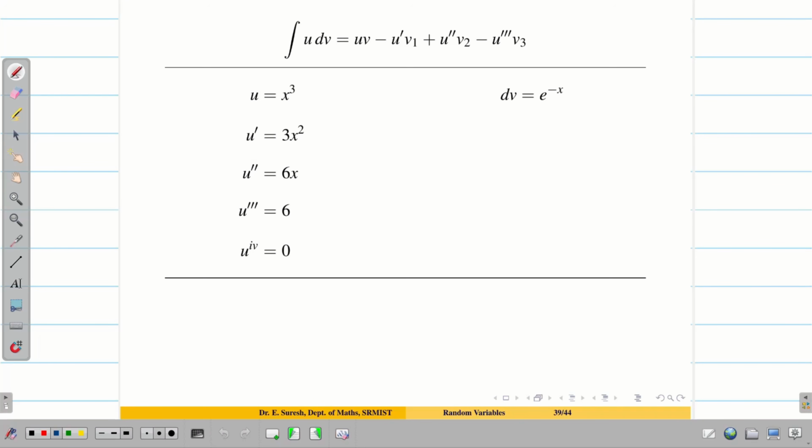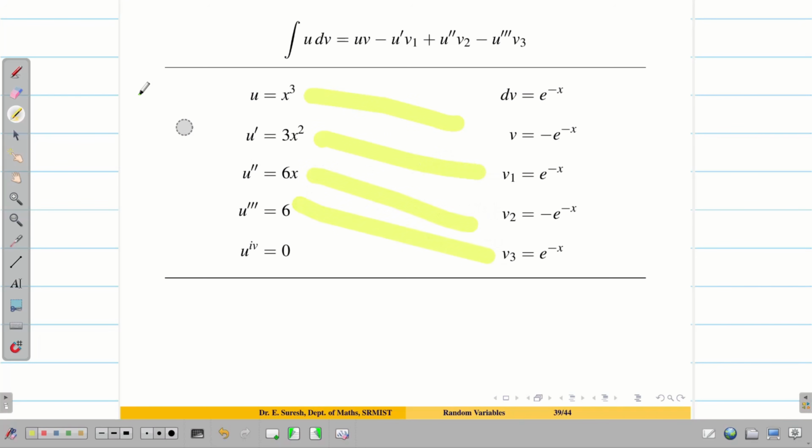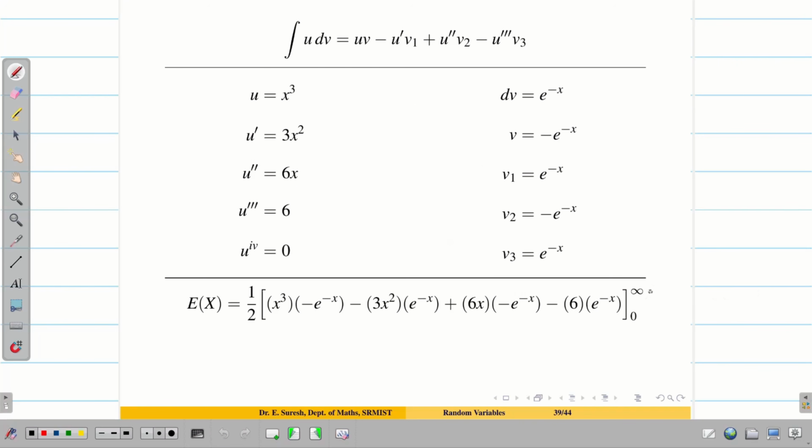Similarly, when I integrate dv, I get minus e power minus x, v1 is plus e power minus x, v2 is minus e power minus x, and finally v3 is going to be e power minus x. Now using Bernoulli's formula, I can just club this content. Substituting this, we get 1 by 2 into x cube into minus e power minus x, etc. Just substitute this, and my upper limit is infinity and my lower limit is 0.